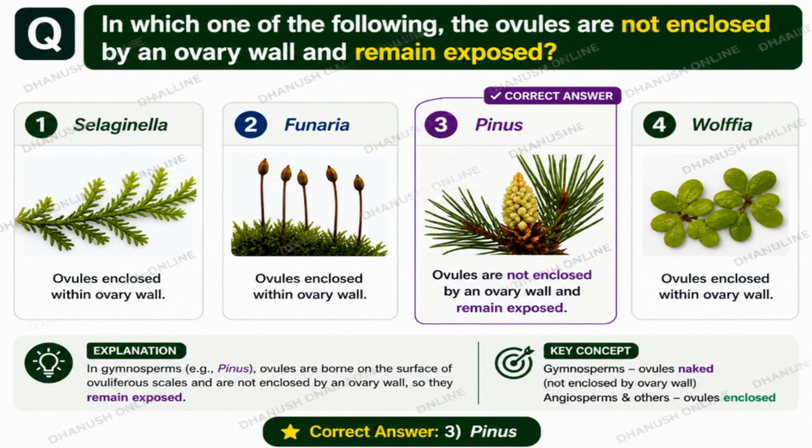In which one of the following are the ovules not enclosed by an ovary wall and remain exposed? The correct answer is option 3, pinus. Gymnosperms, like pinus, have naked ovules.